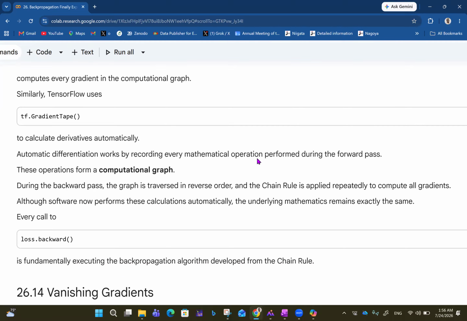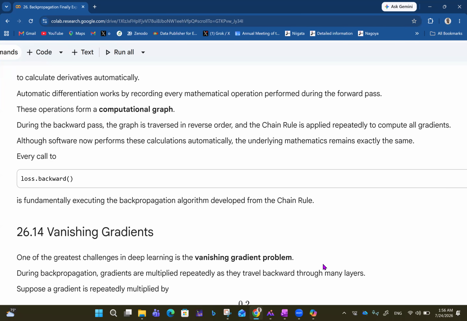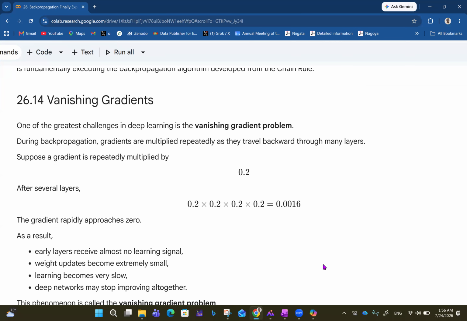which works by recording every mathematical operation performed during the forward pass. These operations form a computational graph. During the backward pass, the graph is traversed in reverse order, and the chain rule is applied repeatedly to compute all gradients. Although software now performs these calculations automatically, the underlying mathematics remains exactly the same, like I've explained before. Every call to loss.backward is fundamentally executing the backpropagation algorithm developed from the chain rule. So when you see loss.backward in PyTorch, you should know that what is happening there is backpropagation based on the idea of the chain rule.